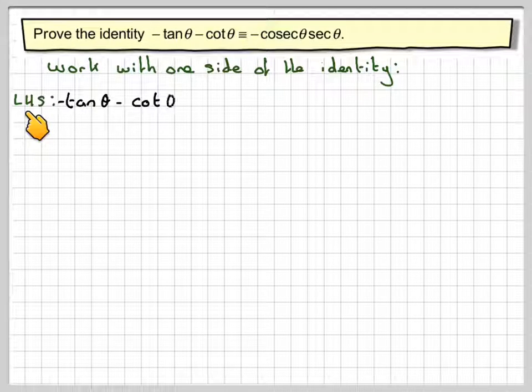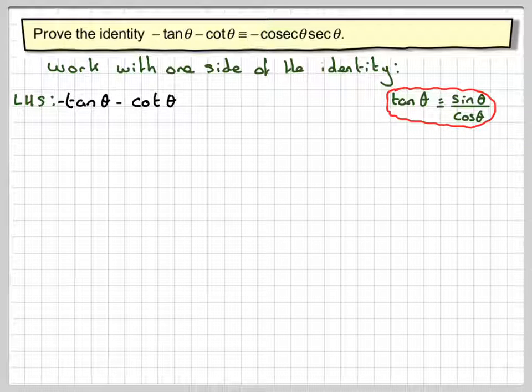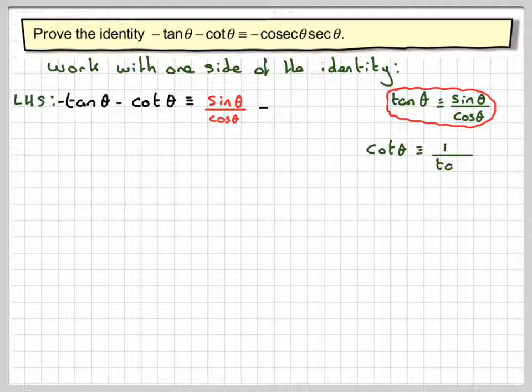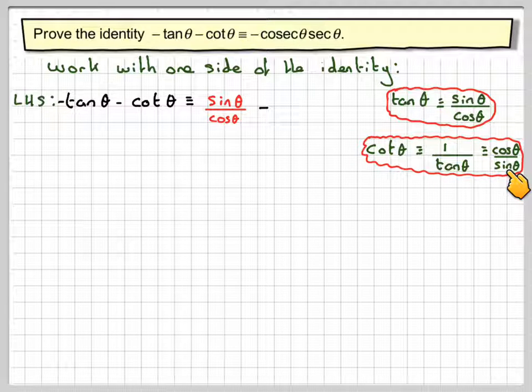So, starting with the left-hand side, minus tan theta minus cot theta, well, we know that tan theta is equivalent to sine theta over cos theta. So I'm going to replace that with sine theta over cos theta, and then cot theta is equal to 1 over tan theta, so 1 over tan theta is going to be cos theta over sine theta. So cot theta is equivalent to cos theta over sine theta. Don't forget to put in a minus sign here.